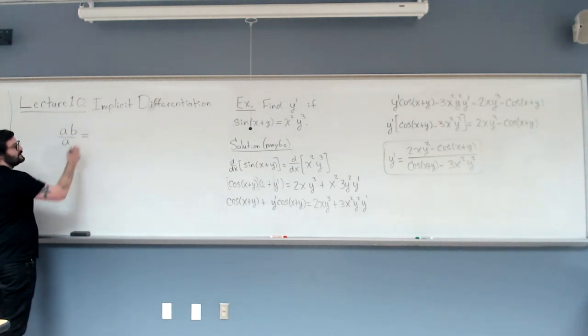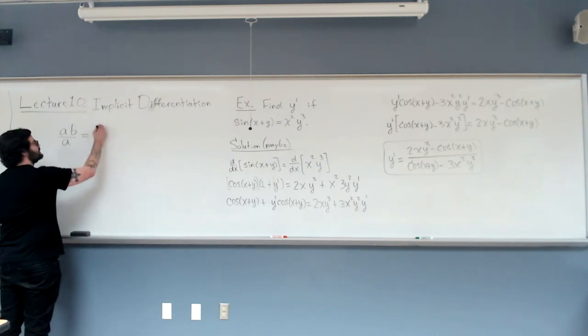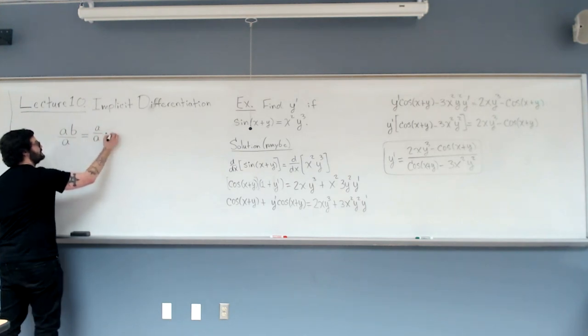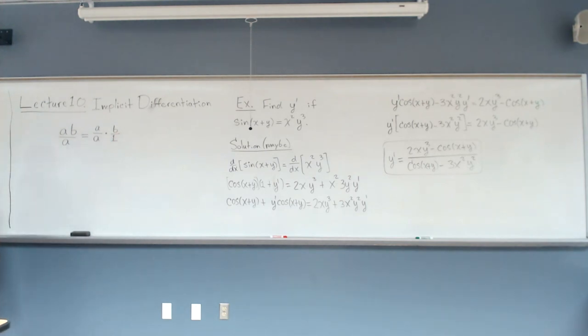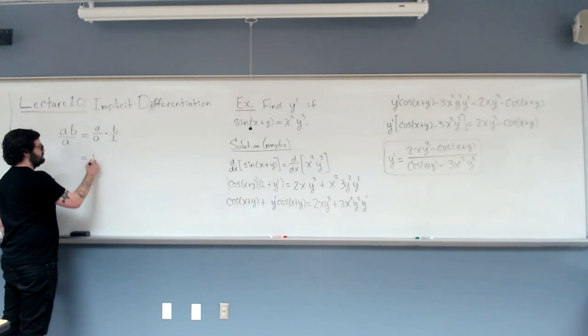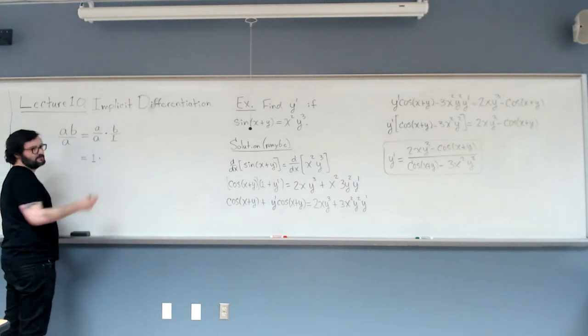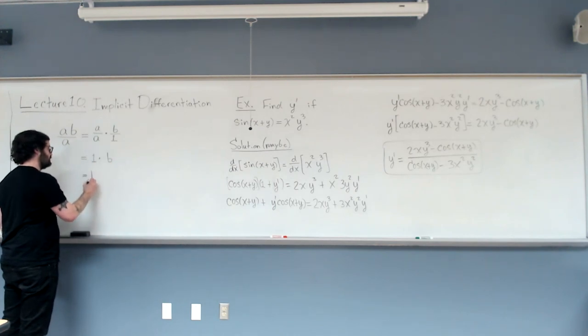That's not descriptive enough. What do we know about fraction multiplication? It's the numerators times the denominators when you multiply two fractions. Well, what I'm getting at is that that fraction, that ratio, is the same thing as this. It's the same thing. What number is that? That's a one. And B divided by one is just B, right? B.